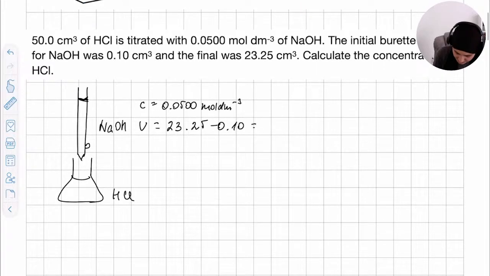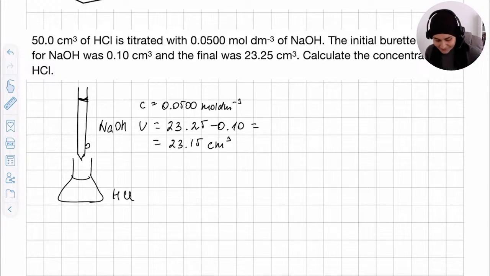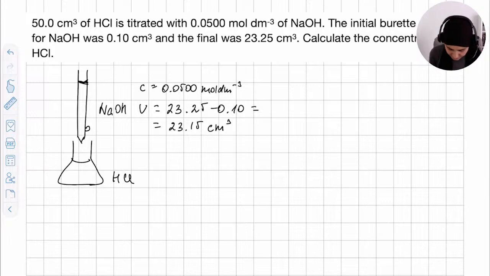And that is 23.15. That's my mental math, so I think it's fine. So we know this about NaOH, and what do we know about HCl? Well, only the volume. Yeah, so we know that the volume for HCl is 50 cubic centimeters.